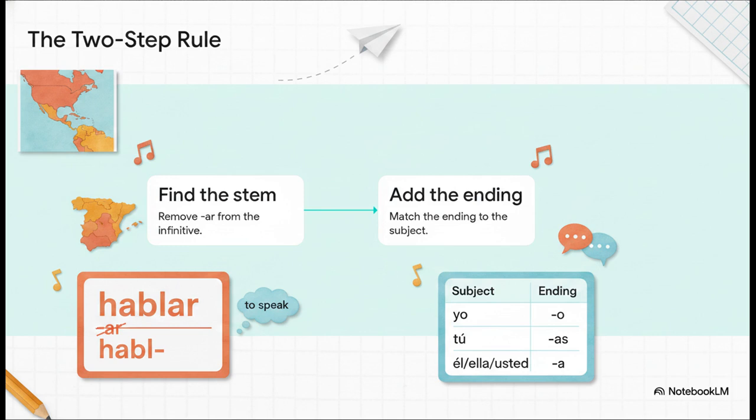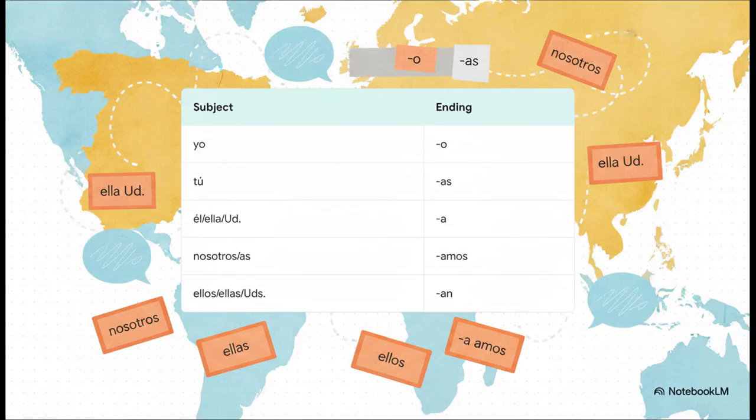Step 2. You just add the new ending that matches the subject. You know, the person actually doing the action. And those endings change perfectly based on the subject. Let me break it down for you. If the subject is yo, meaning I, you tack on an O. If the subject is tú, meaning the informal you, the ending is as. If it's él for he, ella for she, or usted for the formal you, the ending is just an a. Moving over to plurals, for nosotros or nosotras, meaning we, the ending is amos. And finally, for ellos or ellas, meaning they, or ustedes for you all, the ending is an.